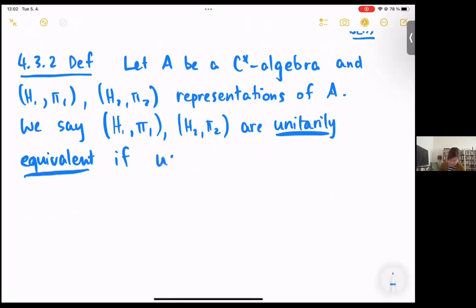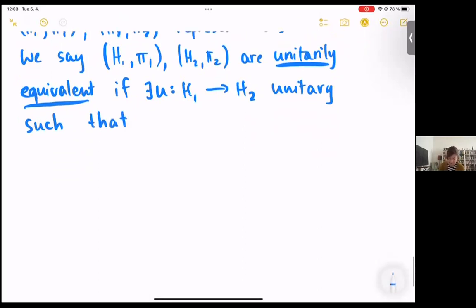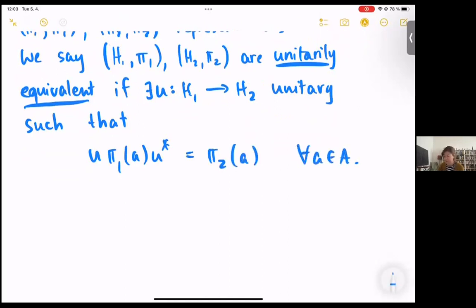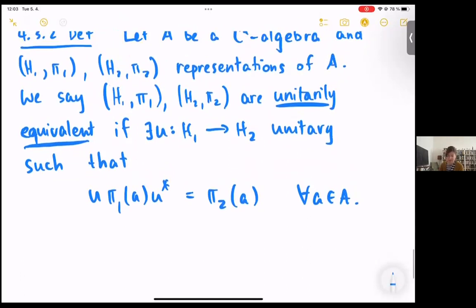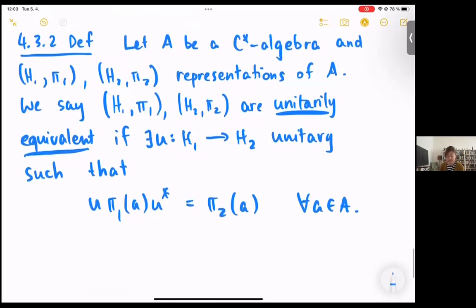If we have some unitary, and this should intertwine the representations in the sense that applying U pi 1 of A U star should give us pi 2 of A, for every A in the algebra. So it doesn't take a lot of work to show that this is indeed an equivalence.